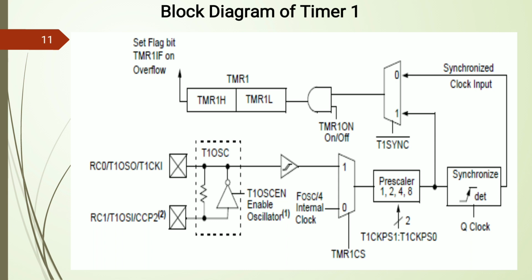So the sequence is like this: selection of clock source, external or internal, and after that it is applied to the clock prescaler circuit. After selection of the prescaler bits, it is applied either with synchronization or without synchronization. And after that, by turning on the TMR1ON bit, we are able to apply the signals to TMR1H and TMR1L. After reaching the maximum count in both registers, it will generate a timer interrupt signal. So this is the working of timer 1.